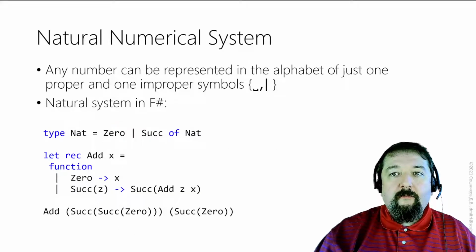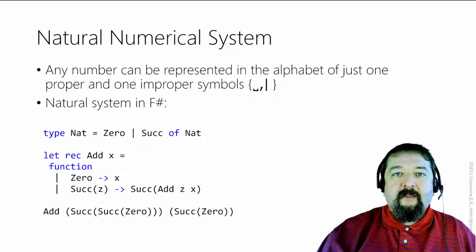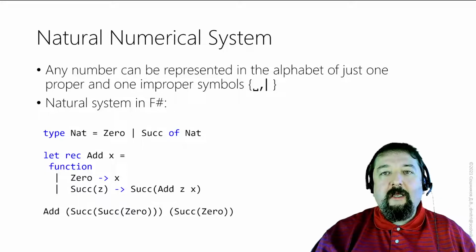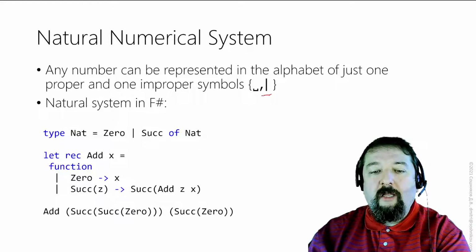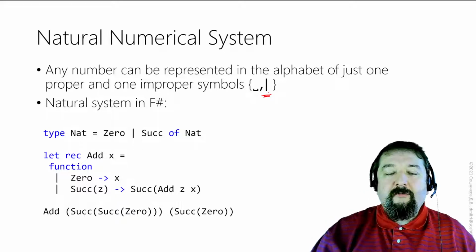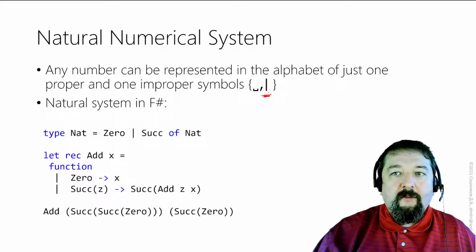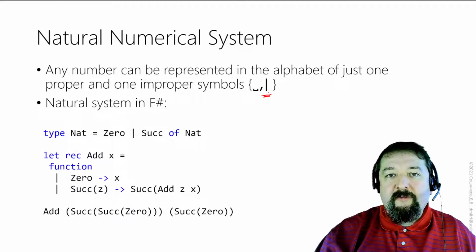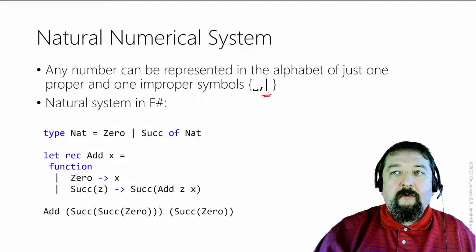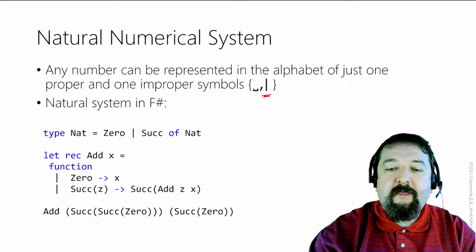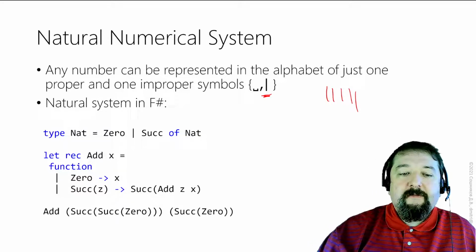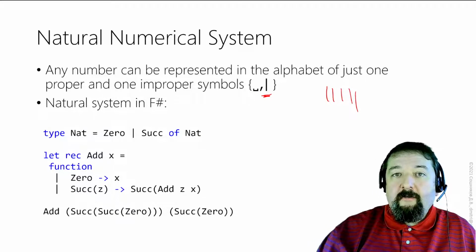As you probably know, there is something called the natural numerical system, when we represent number n by n symbols in a certain alphabet. So we need an alphabet which consists of only one proper symbol, which can be represented as this vertical dash or 1 or something else, and one improper symbol which separates numbers from each other. And number 5, for example, we can represent using 5 vertical dashes. How can we do that in F sharp?